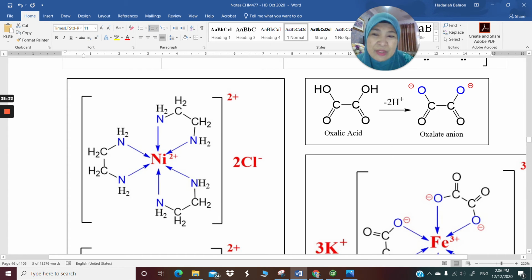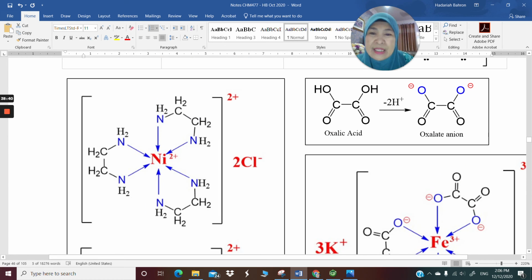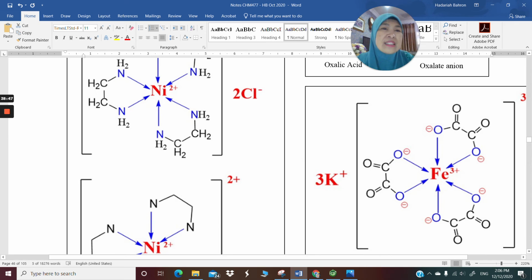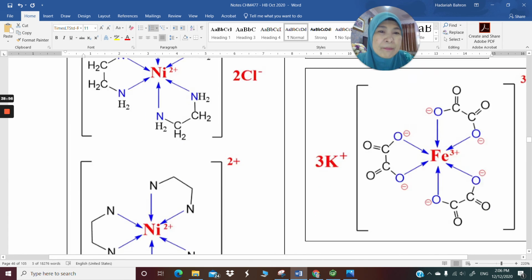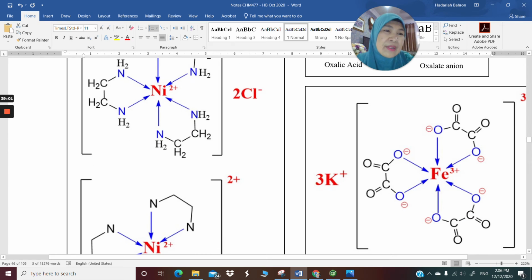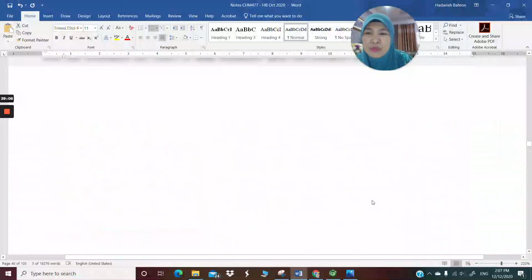This is tris oxalato. Why don't we say tris ethylenediamino? Because ethylenediamine doesn't carry a charge. But oxalate carries a charge, so it is oxalato. So tris oxalato iron 3. So it's potassium tris oxalato iron 3. You name the potassium first because potassium is the cation, whereas this thing here is the anion. Okay, that's rule number 4.